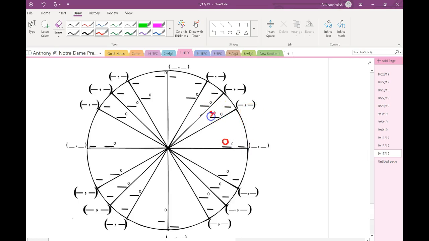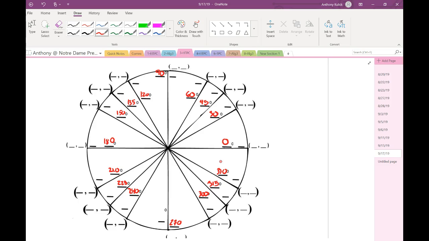The next one is 30 degrees, 45 degrees, 60 degrees, 90, 120, 135, 150, 180, 210, 225, 240, 270, oops, I think it's supposed to be on the big one, 270, 300, 315, 330. Okay, so far?